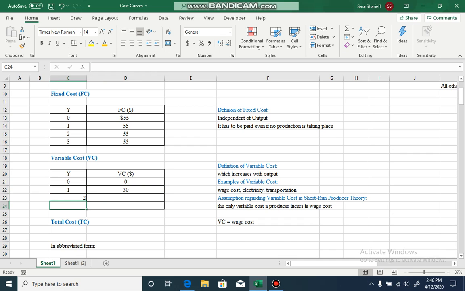Two workers working in the restaurant, your total variable cost, let's say, increases to $55. Three workers working in the restaurant, let's say, from $55 to $75. The variable cost क्या है? It changes with output. This is what I want to tell.